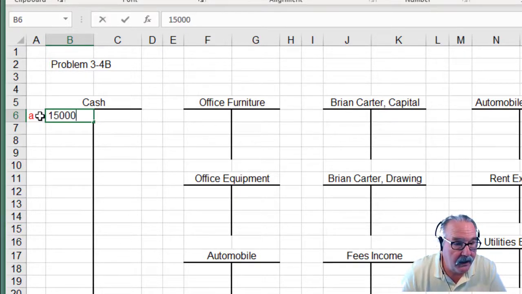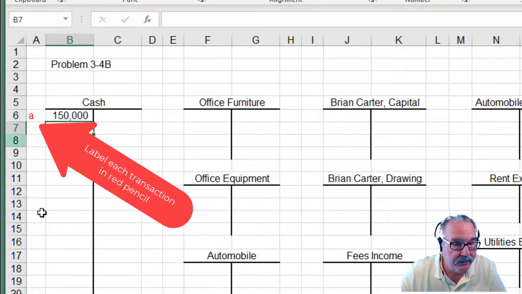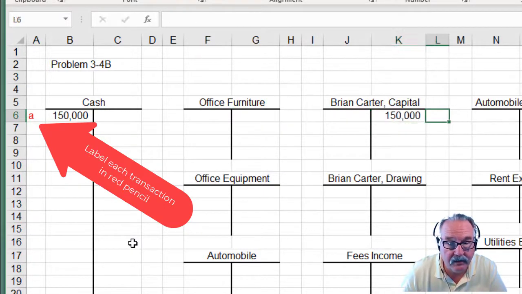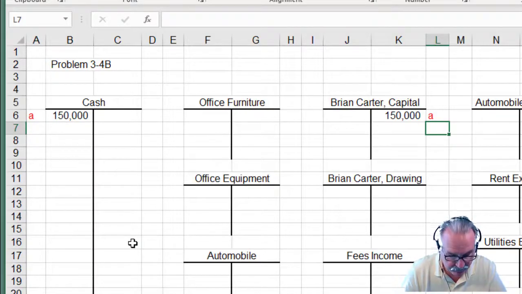So this money went into a bank account, and cash is going up. Cash is an asset. That is a debit. And then the other side of this is $150,000 into the capital account. We're going to label it A. Debits have to equal credits. So we debit cash and we credit capital. This is when the owner puts money into the business.